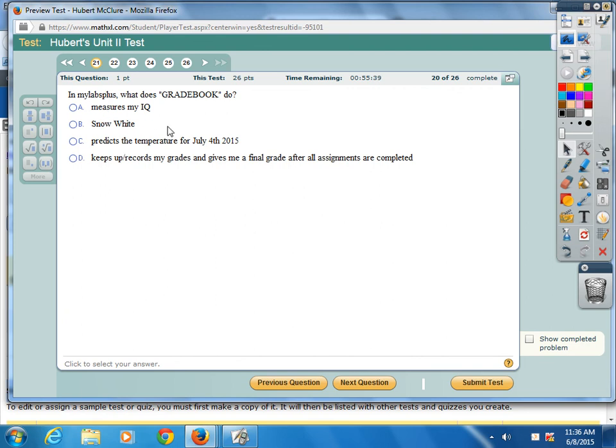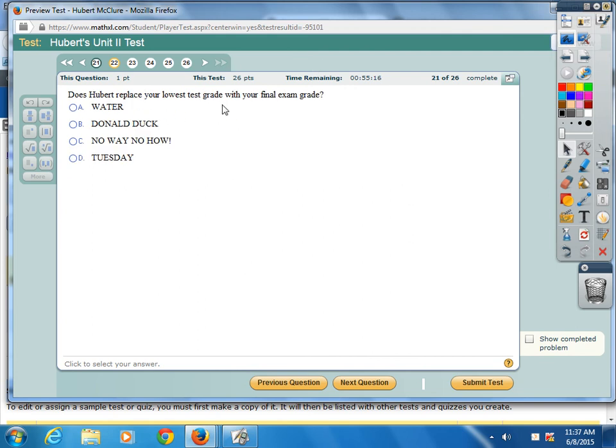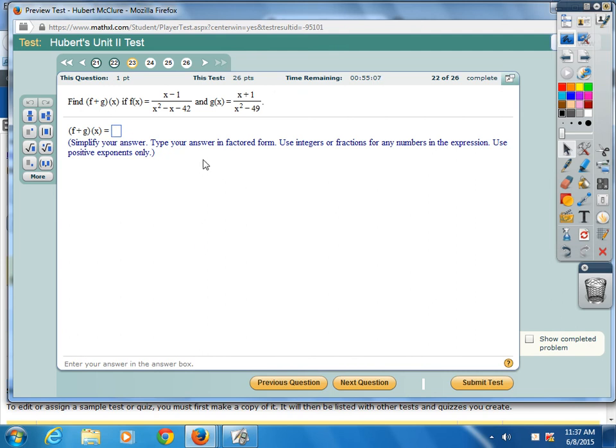In MyLabsPlus, what does Gradebook do? Snow White. It predicts the temperature for July 4th, because if you see the word Gradebook, that means a temperature predictor, does it not? I never did like Snow White. Me neither. Does it replace your lowest grade with the final exam grade? Donald Duck. No way. Hey, we did this one. No, you haven't. I'm sorry for this. Me too.